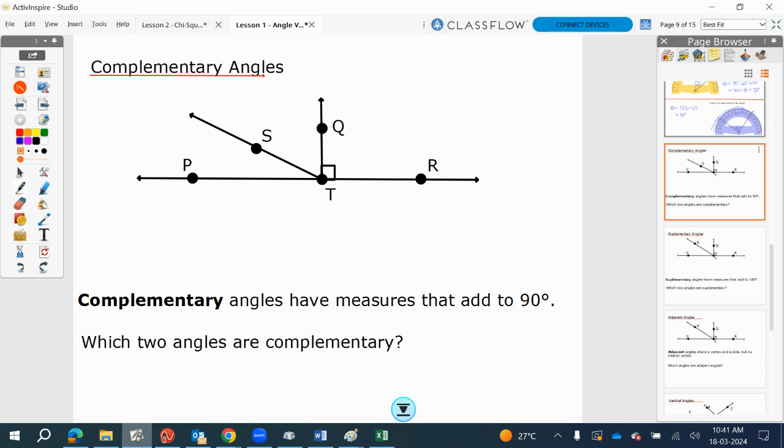Which 2 angles are complementary? There is no angle P, Q, or R. PTS and QTS. PTS and which one? QTS.